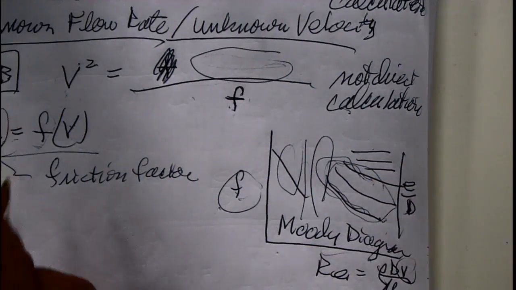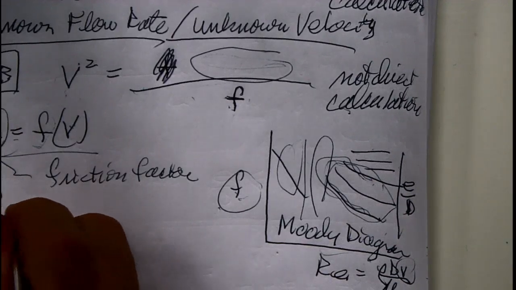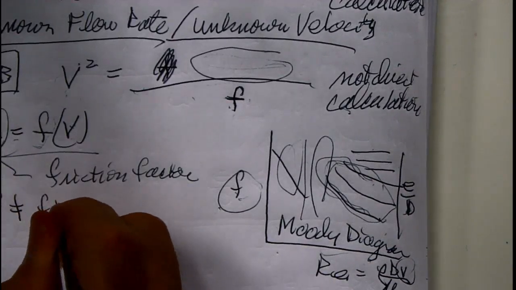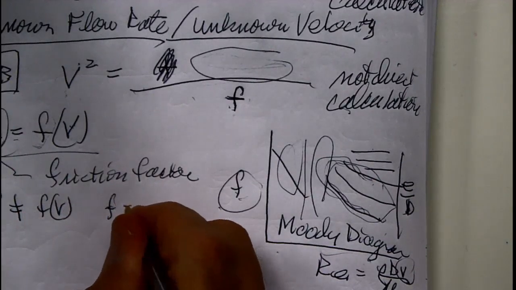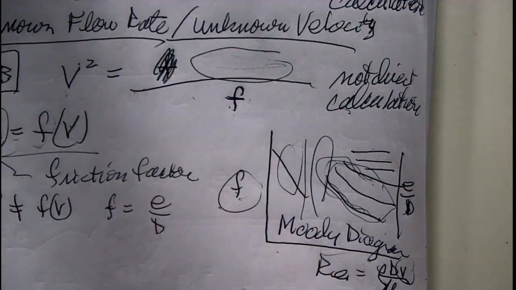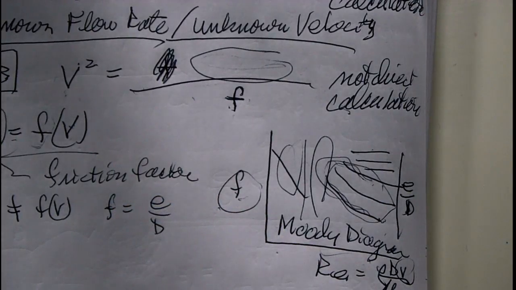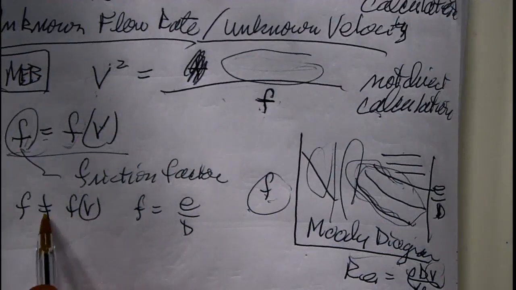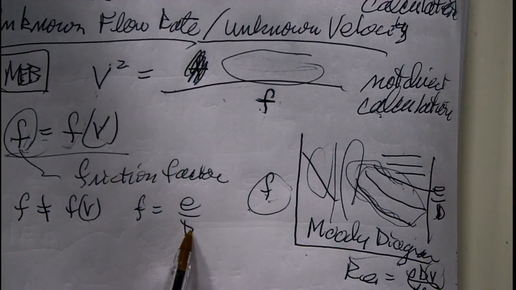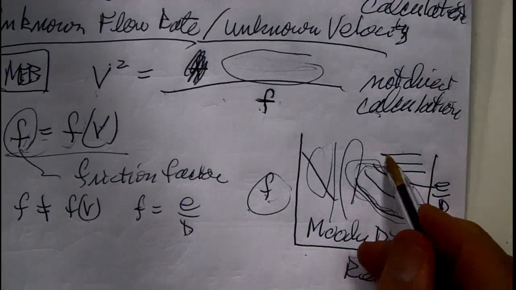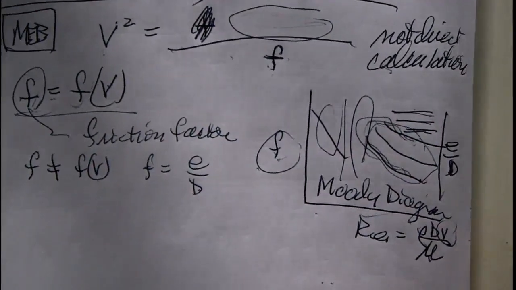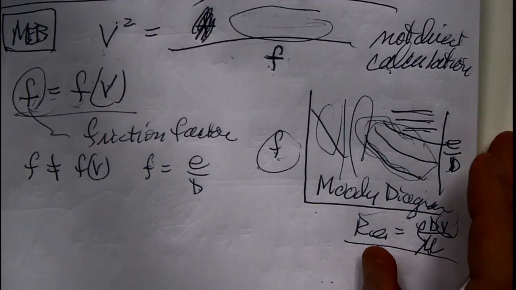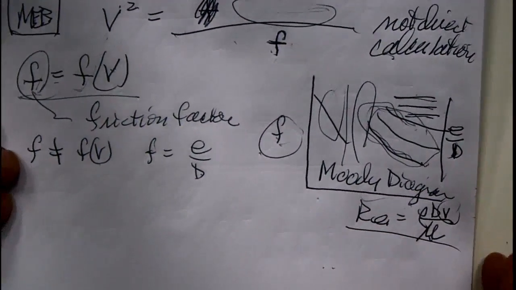In some cases, this reduces down so the friction factor is not a function of velocity. Instead, the friction factor is a function of E over D, which is really great. When this happens, it only occurs in this region up here. We have the Reynolds number, and we all know that Reynolds number is an extremely important term in fluid mechanics.